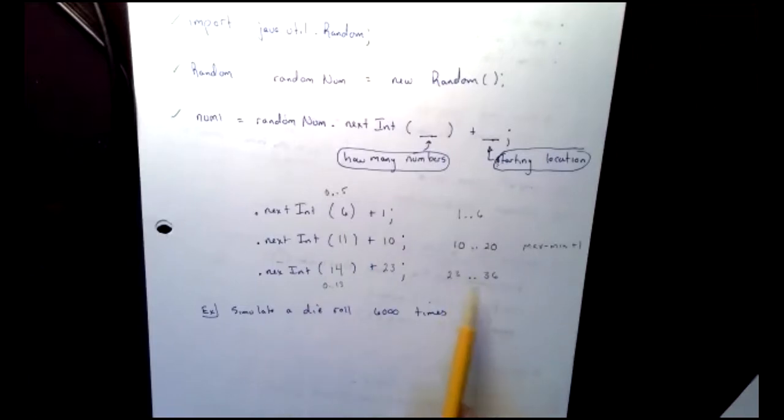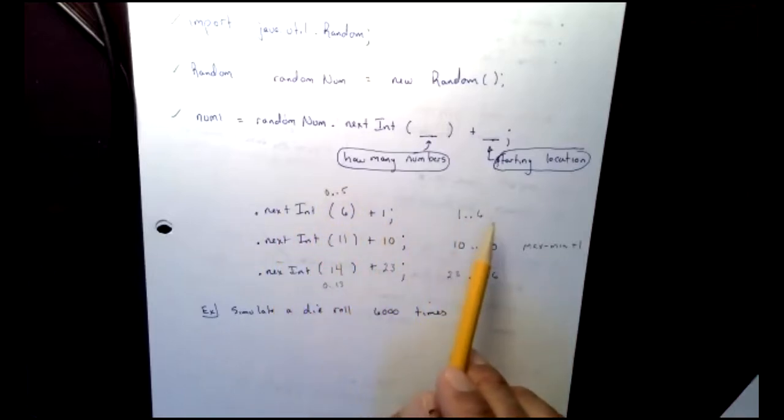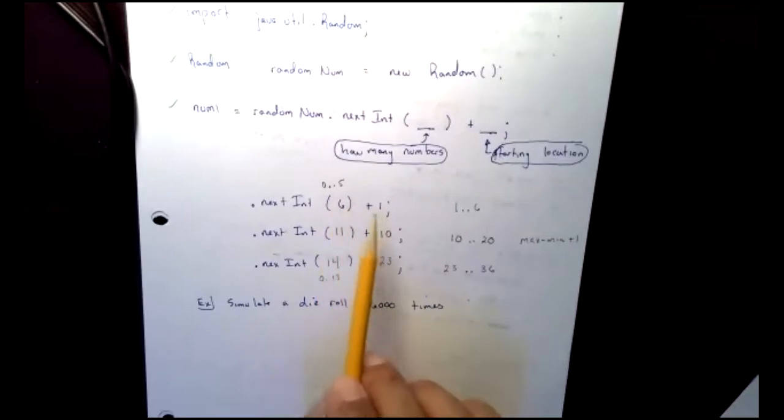From 23 to 36, there's 14 numbers. This would give me 0 to 13. When I add 23, I get 23 to 36. Okay, so we did take a look at it, and what's going to be most common is this first one, where I'm going to want the numbers from 1 to something. So that's going to be the real popular one. In a program, if you were doing 1,024 numbers, if I put 1,024 in here, that gave me 0 to 1,023. When I added 1, it should have given me 1 to 1,024.